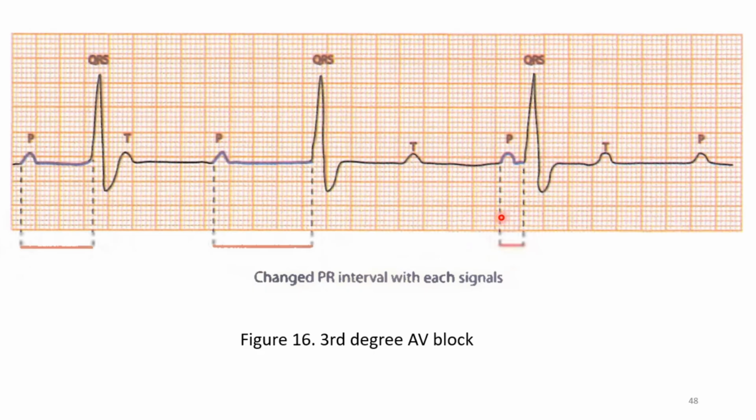You see third degree atrioventricular block here. There is no QRS wave following. Here again, there are no QRS waves following. Changing PR intervals can be followed. Very short, very long.